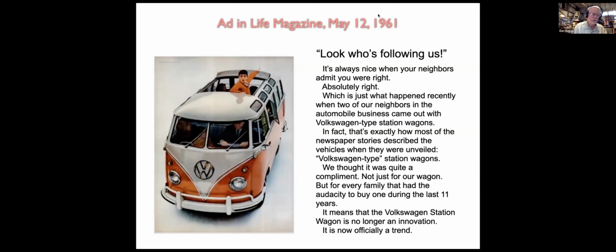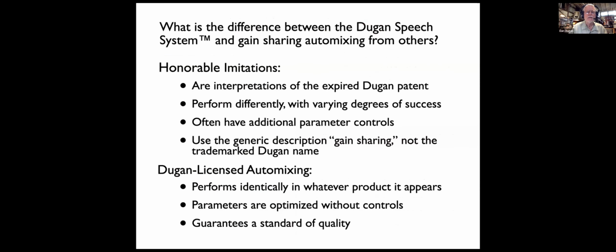And quite surprisingly, these versions are all different a little bit. I'm not sure why that is, but engineers never want to imitate something. They want to put their mark on it. And I call them honorable imitations, because they're interpretations of the expired patent. And they're all a little different. They often add parameters to it, which in my opinion is a mistake, because the parameters can be optimized for speech and you shouldn't mess with them. You shouldn't be changing the attack time and the decay time of the level detector. A generic description was invented for it called gain sharing. And they shouldn't mention my name because that is a trademark.